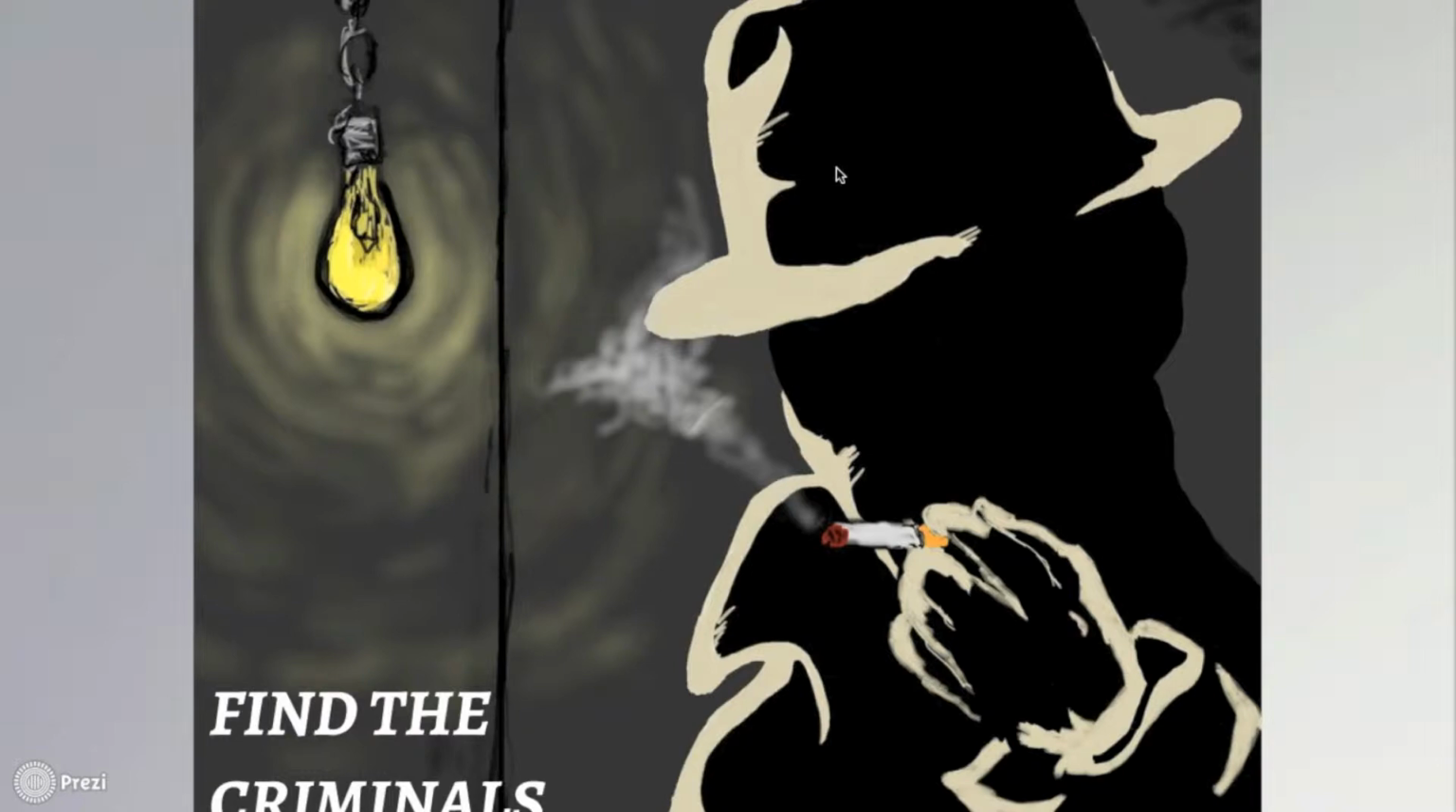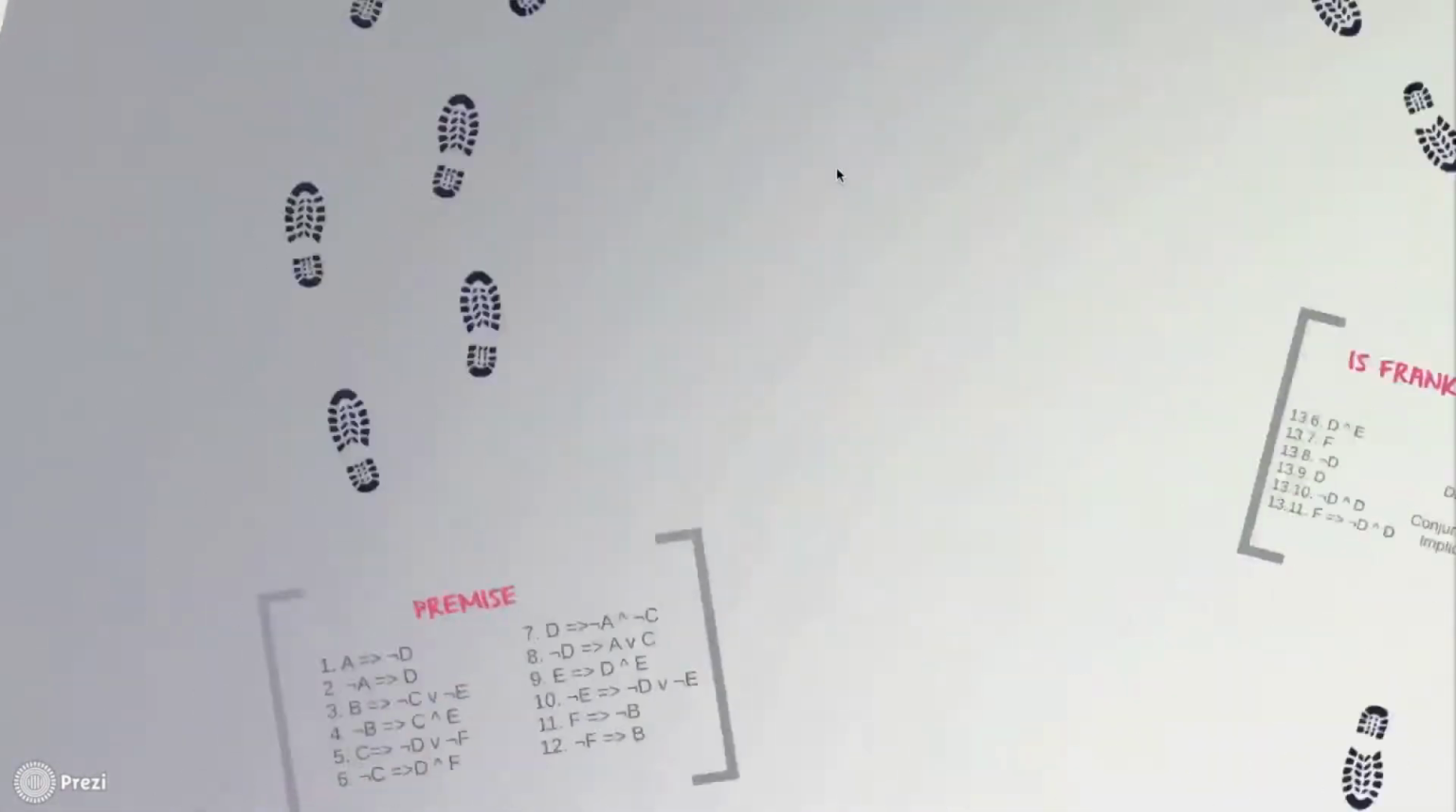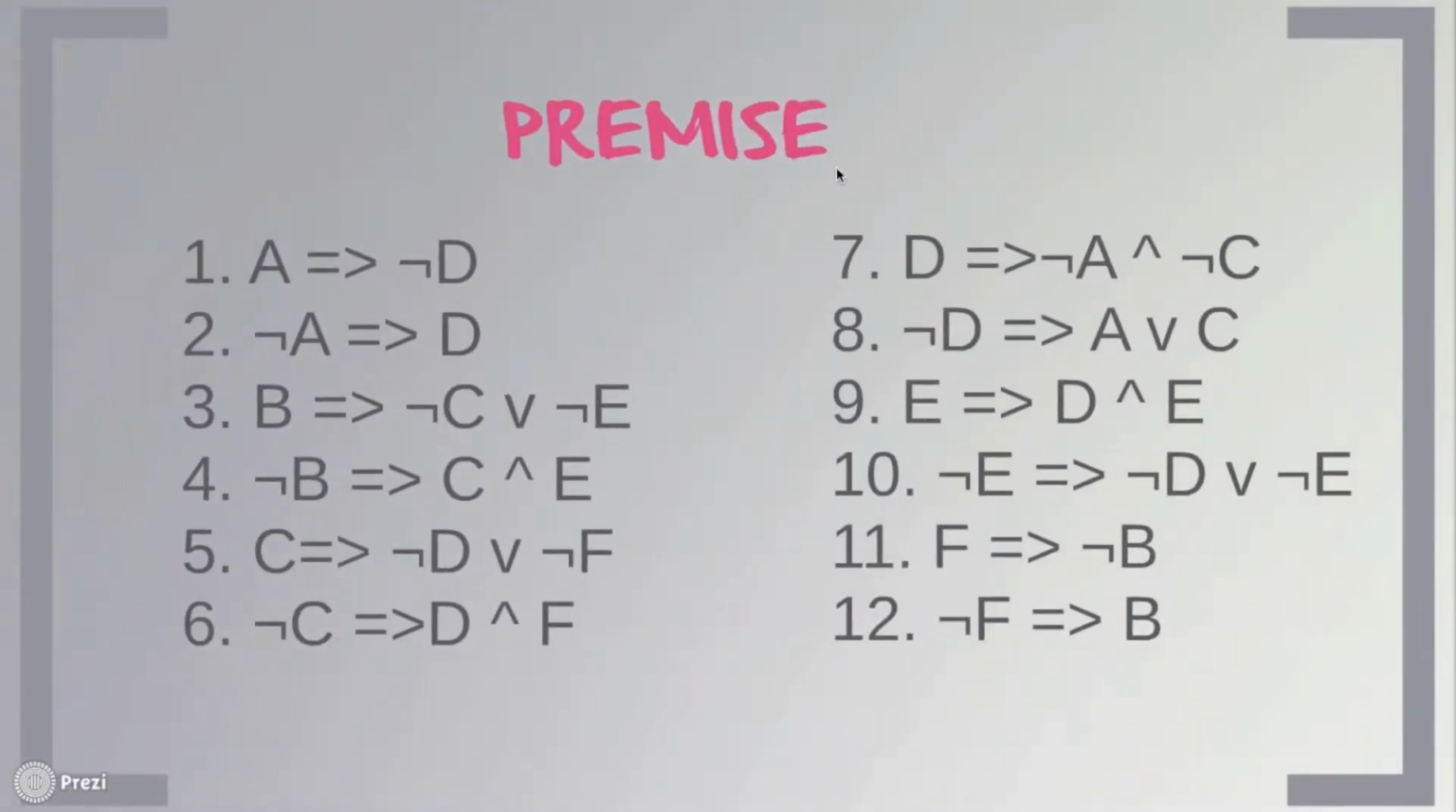So now let's use the power of natural deduction to deduce the identities of these 6 suspects. But first of all, let's clarify something. We have the conditions that all the criminals will tell lies, while all the innocent people tell the truth. In order for us to have the natural deduction, we have come up with 12 premises. We let A, B, C, D, E, F stand for A is telling the truth, B is telling the truth, C is telling the truth, and so on.